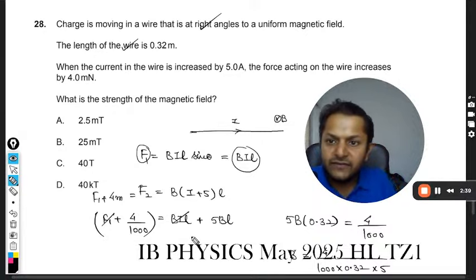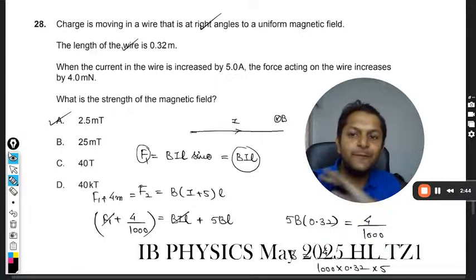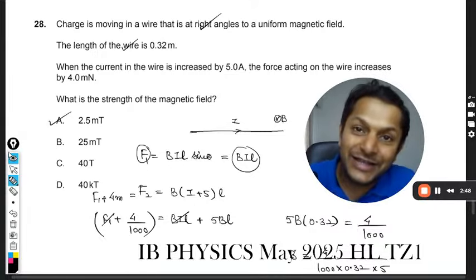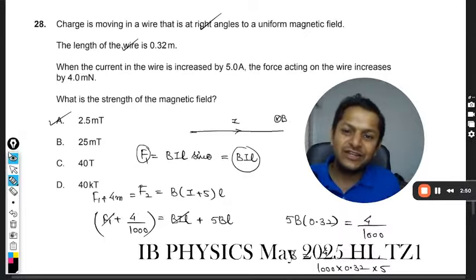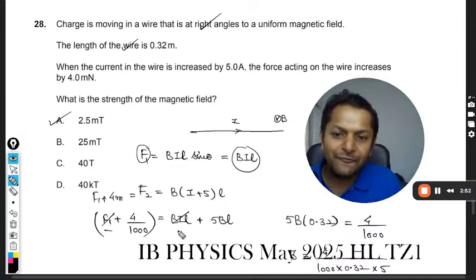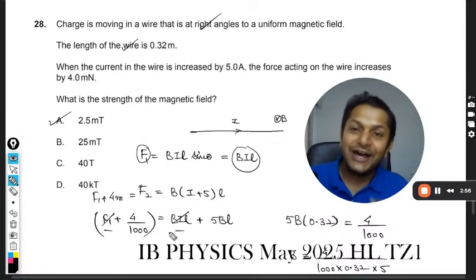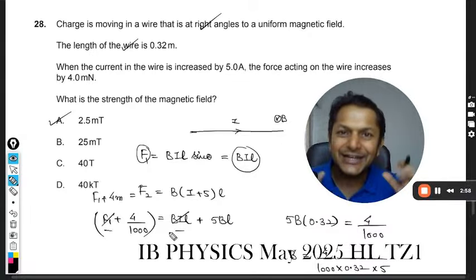And yes, I'm getting the value as 2.5 milli Tesla. A is absolutely correct. This is how we do this question. Initially, I thought that the calculation could be a bit more tedious here, but because we are able to cancel F1 with BIL directly here, that is why we are saved. Otherwise, it will become such a hectic calculation.